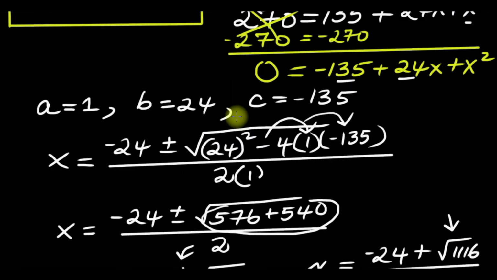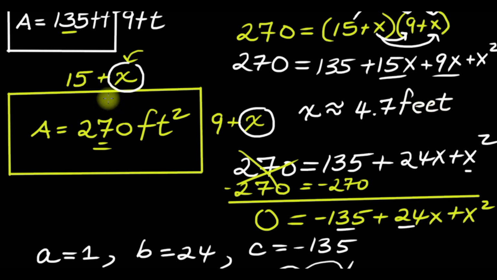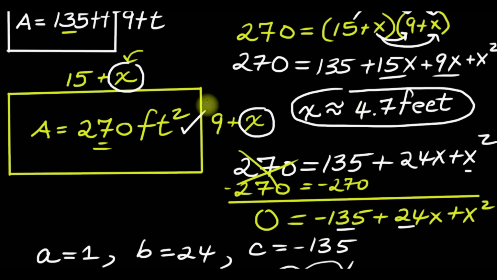So going back here, the value of x has to be around 4.7 feet. You have to increase the length and the width by about 4.7 feet in order to come up with the area of 270 square feet.